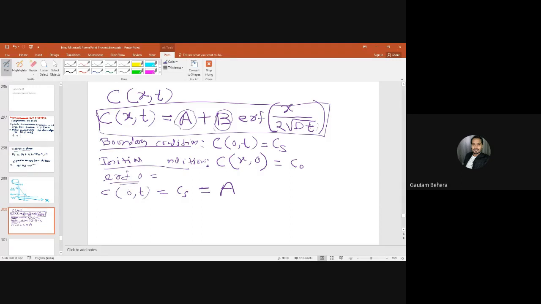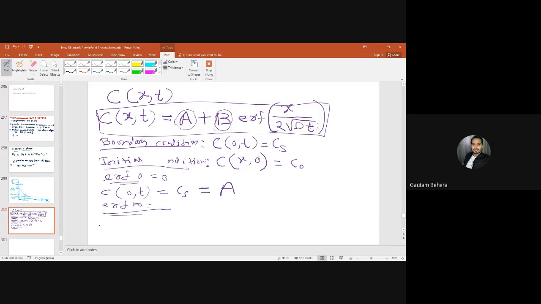Then if I want to put the initial condition now, which is C as a function of x and 0 is equal to C0, in this error function equation, what can I write? You can see here t is 0, so this expression will be 0. So x by 0 means infinity, and now I get error function of infinity is equal to 1. This is again important. You have to remember. Error function of 0 is equal to 0. Error function of infinity is equal to 1.